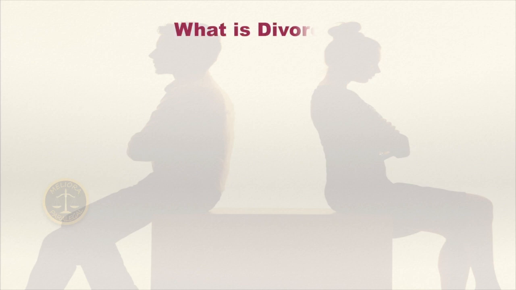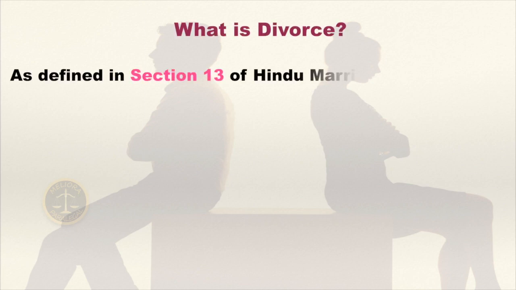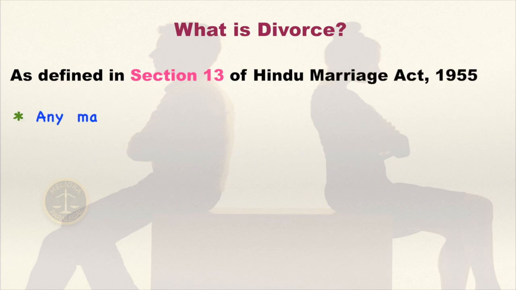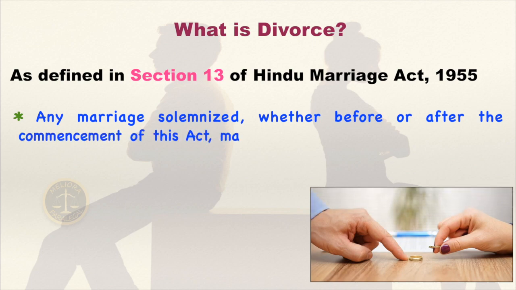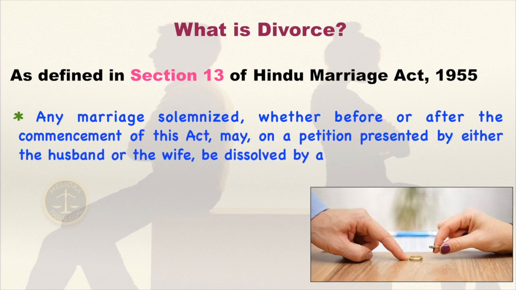Next, what is divorce? As defined in Section 13 of the Hindu Marriage Act 1955, any marriage solemnized, whether before or after the commencement of this act, may, on a petition presented by either the husband or the wife, be dissolved by a decree of divorce. This is saying that either party can file a petition for the dissolution of her or his marriage on a substantial ground. If the ground is valid and proved in court, their marriage will be dissolved. So, divorce terminates the marriage.